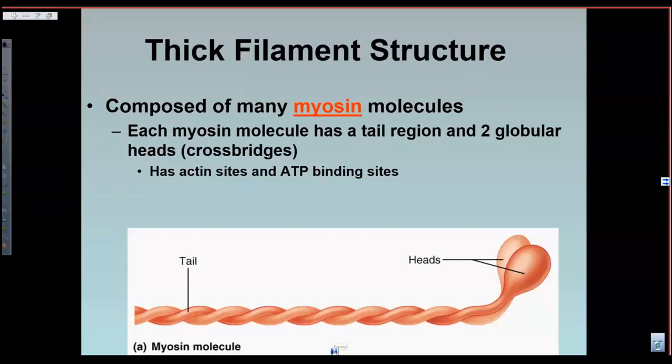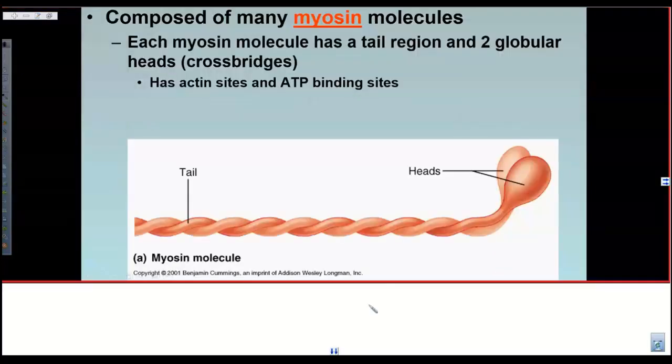So what we're looking at here is the thick filament. The thick filament is myosin. And so a myosin molecule, they say it's two globular things, and they're kind of twisted together. It has two heads. This is known as the cross bridge here at the heads. I'm not worried about that right now.